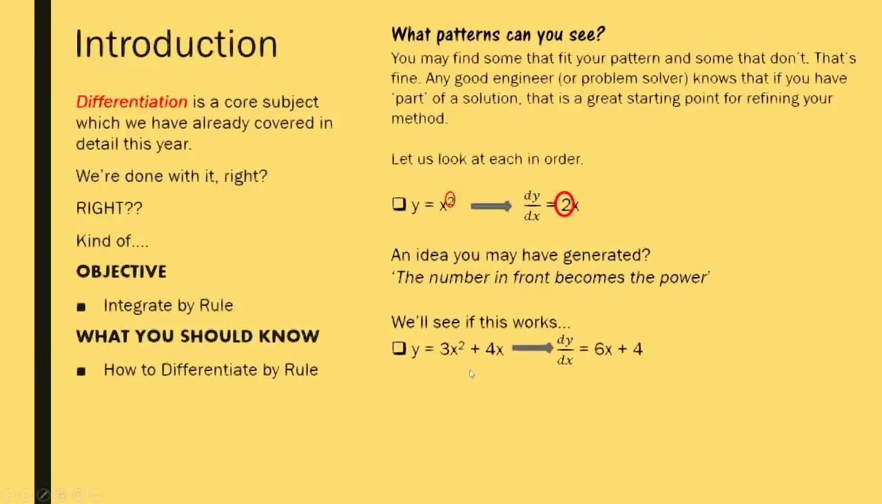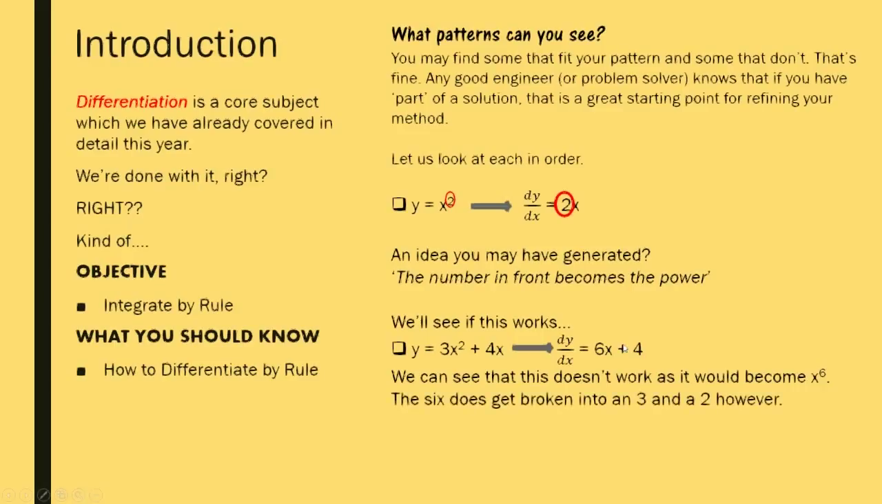We'll see that this doesn't work, as that would be 3 on there, and it would be x to the 6, and that's not what it is. Sorry, that'd be x to the 6, and 3x squared is what we've got here. And the 4, well, doesn't really work. However, the 6 does get broken into 3 and a 2.